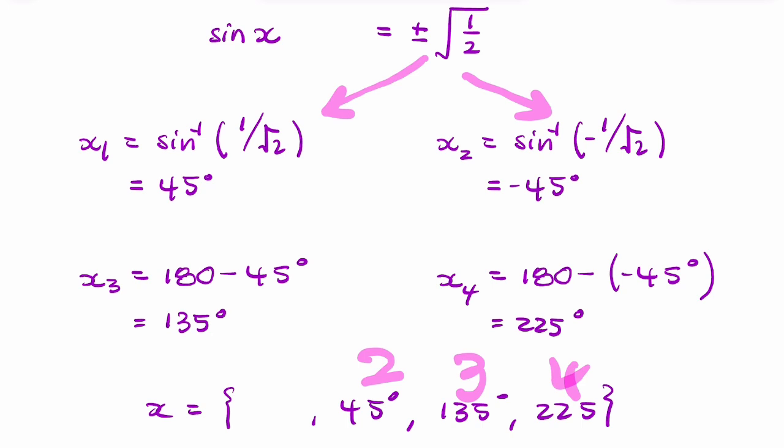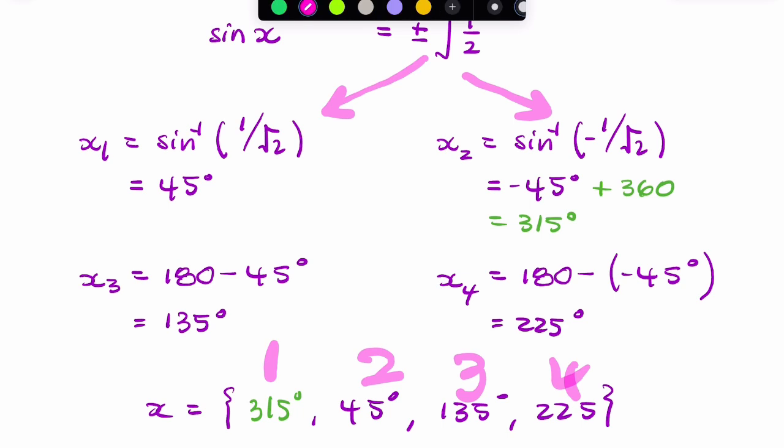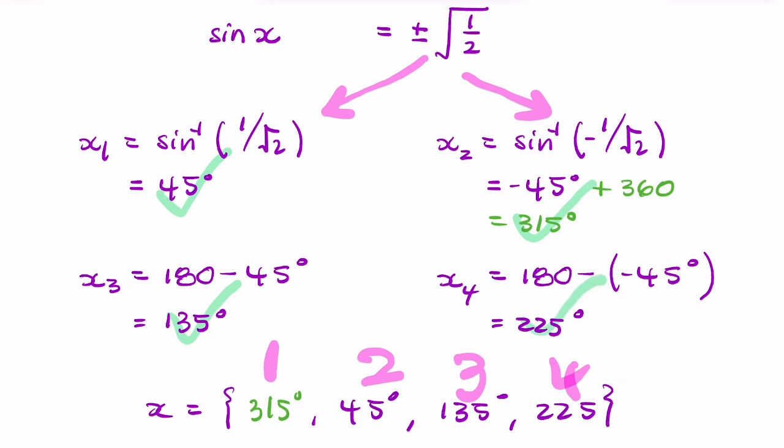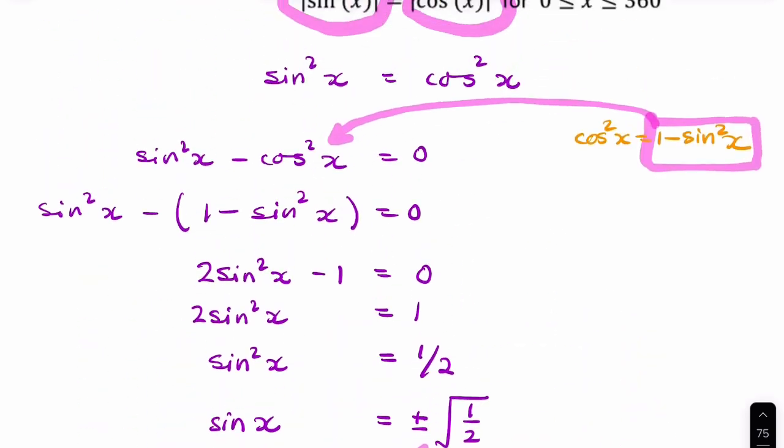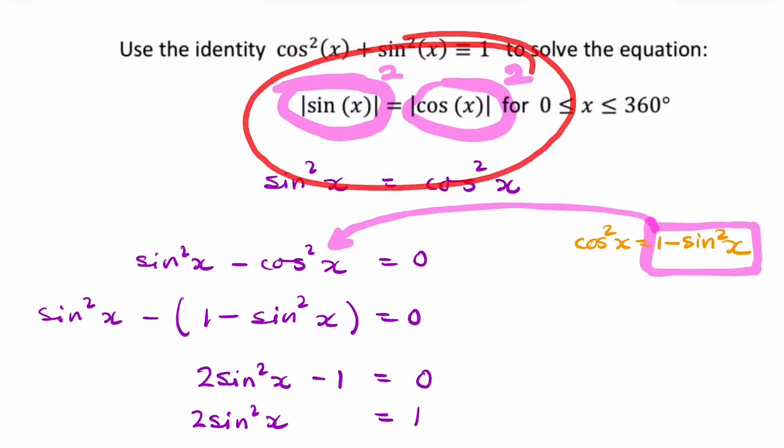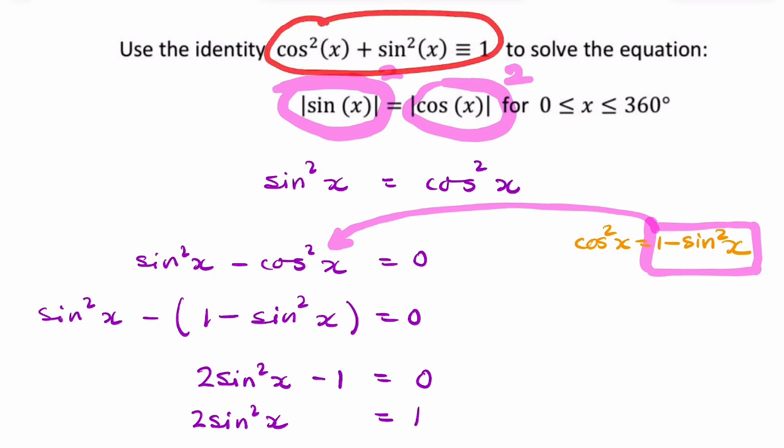So what you could do is simply add 360 to that. So that'll give you 315, and that is in the range. So now we have 4 solutions. They're all in range. So 45, 135, 315, and 225. So that's your final solution. We answered this by squaring both sides to get rid of the modulus, and then using the identity they gave us to eliminate the cosine squared in terms of sine squared.